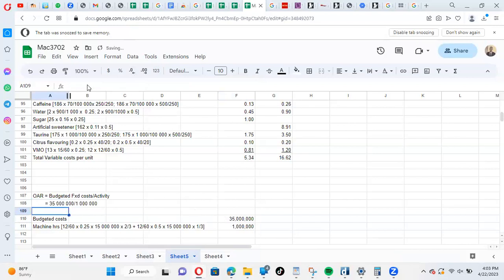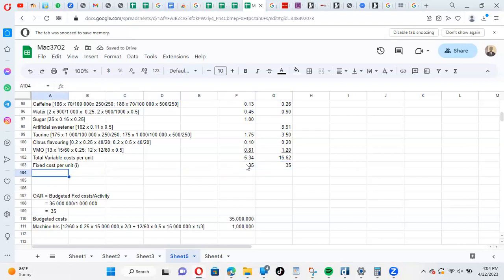I think I remember this amount, so I probably did this question before. 35. All right, so fixed cost per unit based on, let's say, 35. Yeah, 35 and 35.